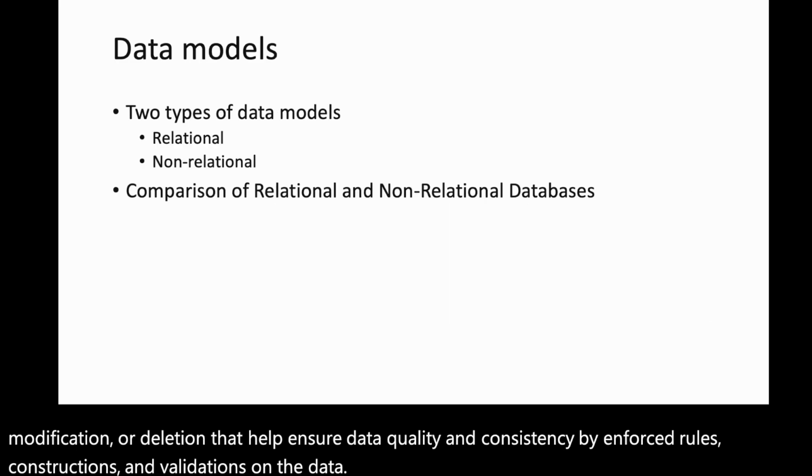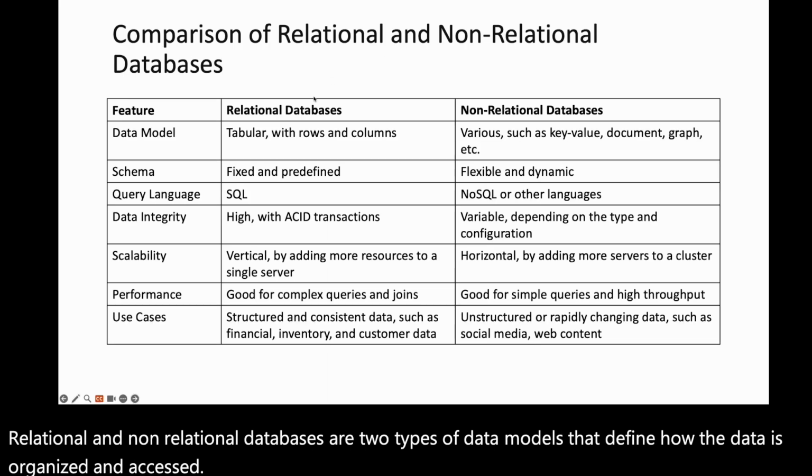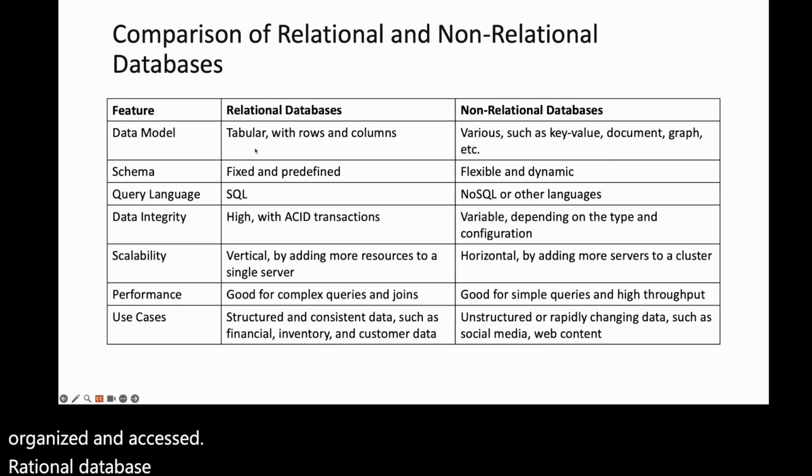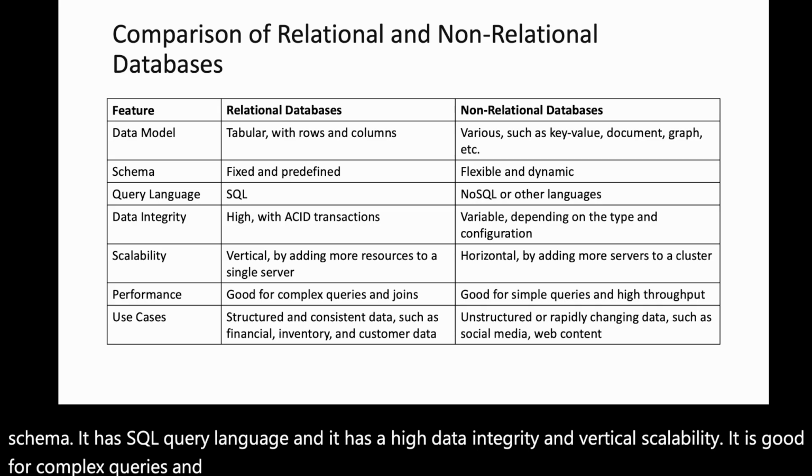Relational and non-relational databases are two types of data models that define how the data is organized and accessed. A relational database has a tabular data model with rows and columns. It has a fixed and predefined schema. It has the SQL query language, and it has high data integrity and vertical scalability. It is good for complex queries and joins. It is used for structured and consistent data such as financial, inventory, and customer data.